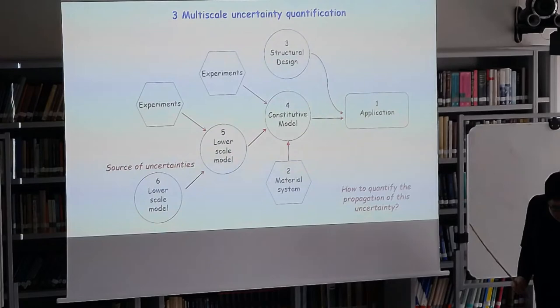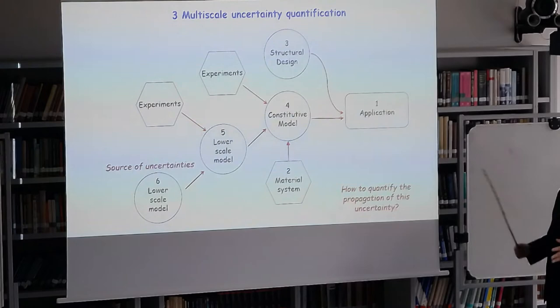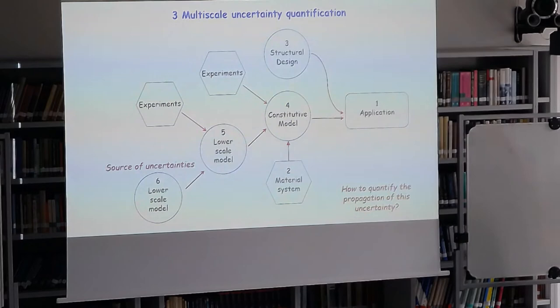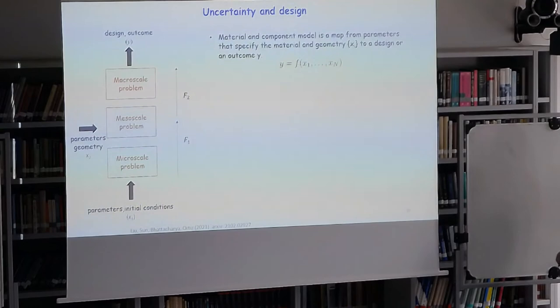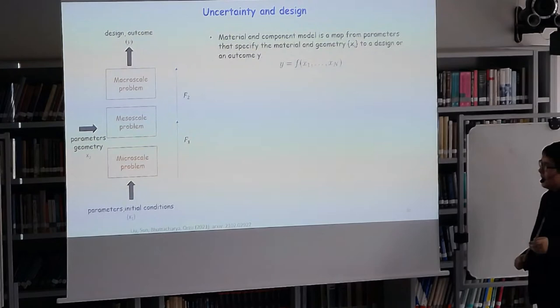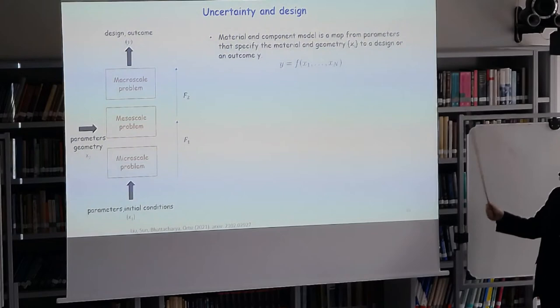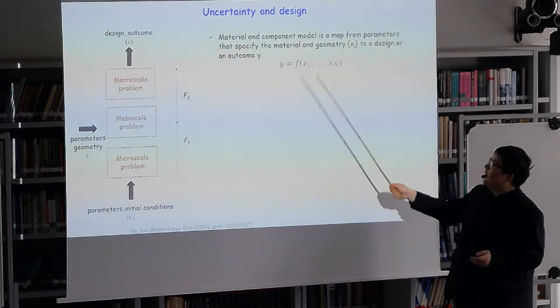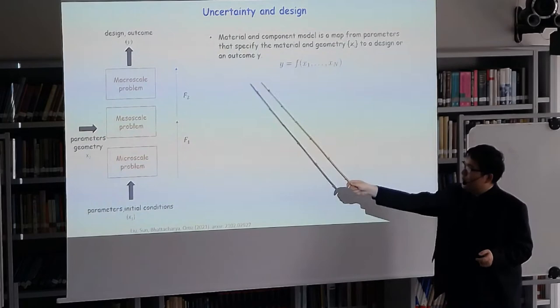And this brings me to the last topic that I want to share with you, which is the UQ part. The key consideration is how we can quantify the propagation of uncertainties throughout different length scales in this general framework. The idea behind it is again to think of material responses as input-output maps. We think that there exists a map from my material properties x1 to xn, which are themselves uncertain, to my design or outcome y. So we're providing a mathematical abstraction of the problem at hand.